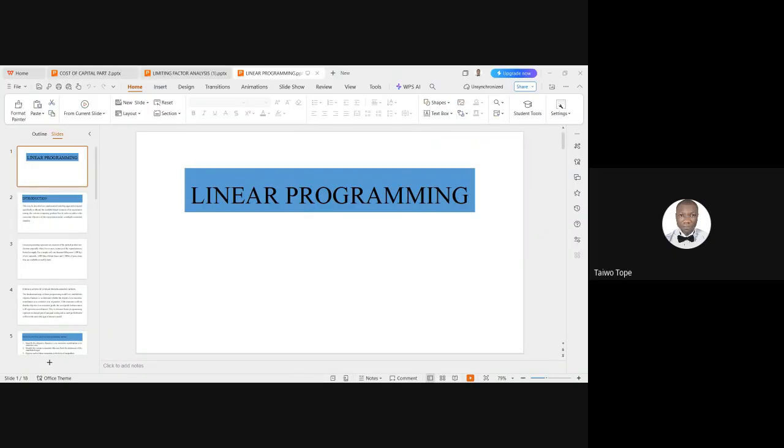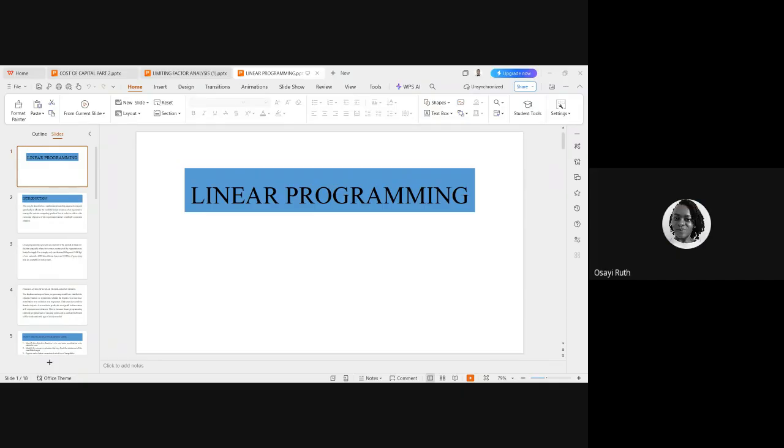So, what can you tell us about when you have a practical scenario on the need for you to proffer solutions on certain limitation of resources, limited resources in an organization? What are the steps, based on what you've learned?